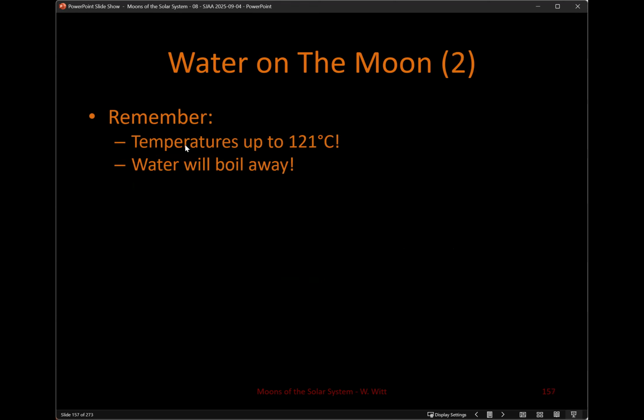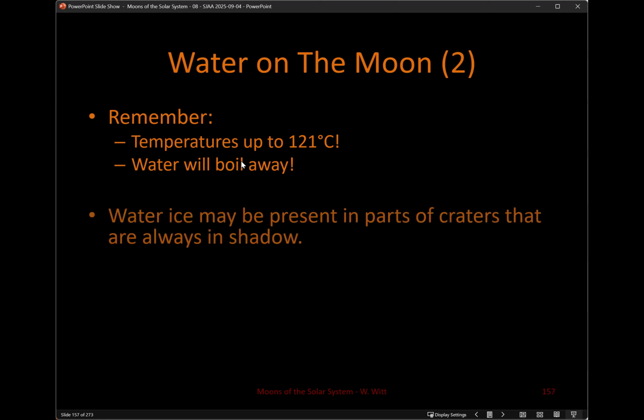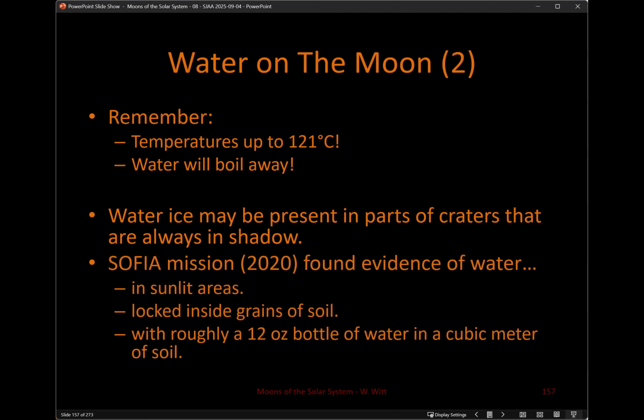So remember that it gets up to 121 degrees C on the moon, right? So water would boil away at that temperature. But water ice may be present in parts of craters that are always in shadow, right? There are parts of craters where the sunlight never quite reaches. And so ice could be present there.